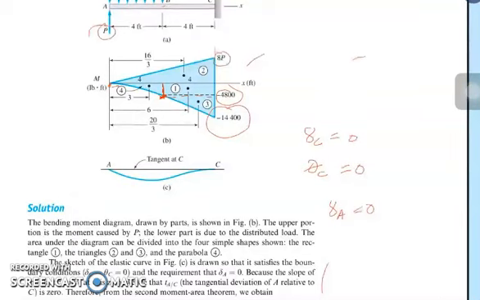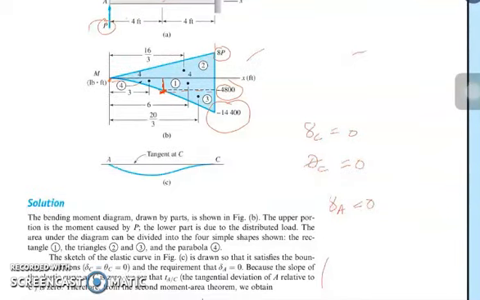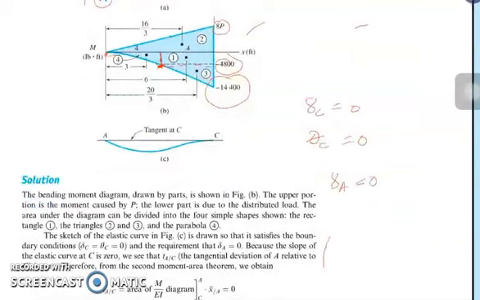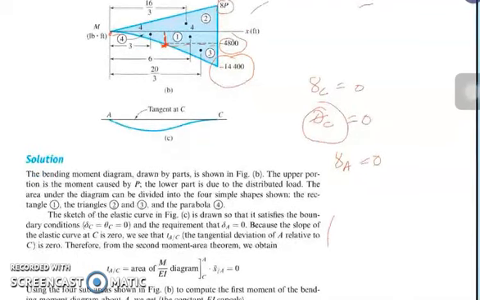For this one, since the slope, which is represented by theta C, is equal to 0, meaning the slope of the elastic curve at point C is 0. So our tangential deviation of A with respect to C is equal to 0.